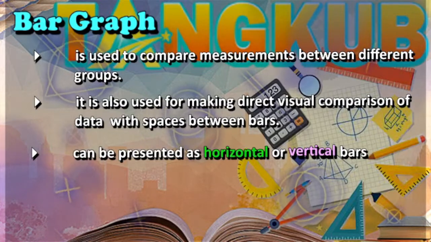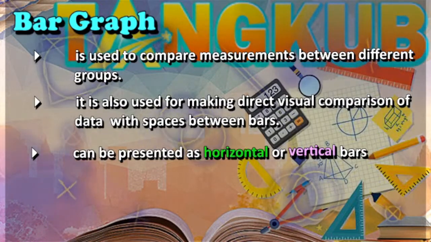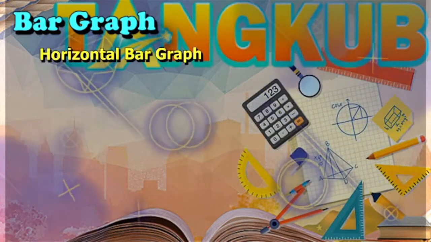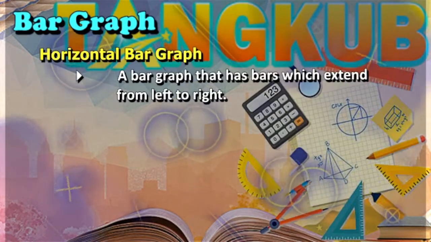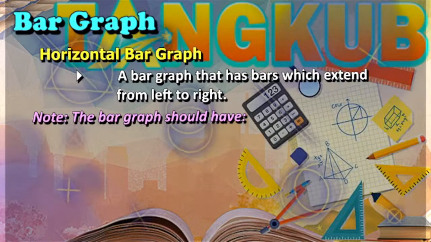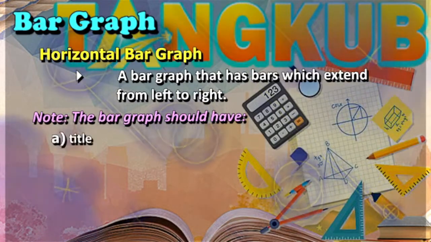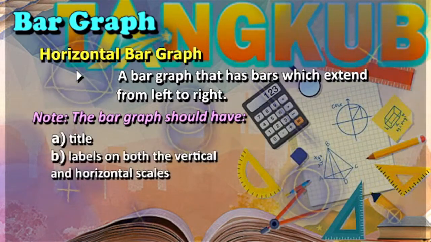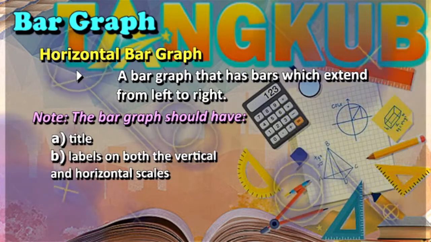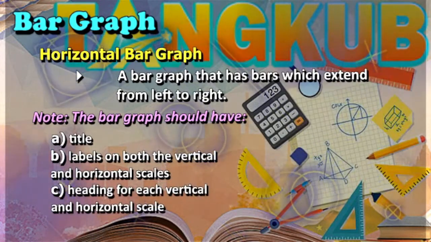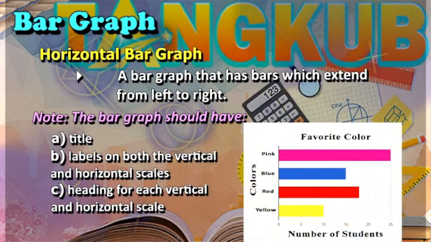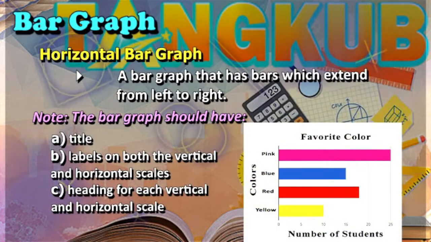A horizontal bar graph is a bar graph that has bars which extend from left to right. Note that the bar graph should have a title, labels on both the vertical and horizontal scales, and a heading for each vertical and horizontal scale. Take a look at this example of a horizontal bar graph.